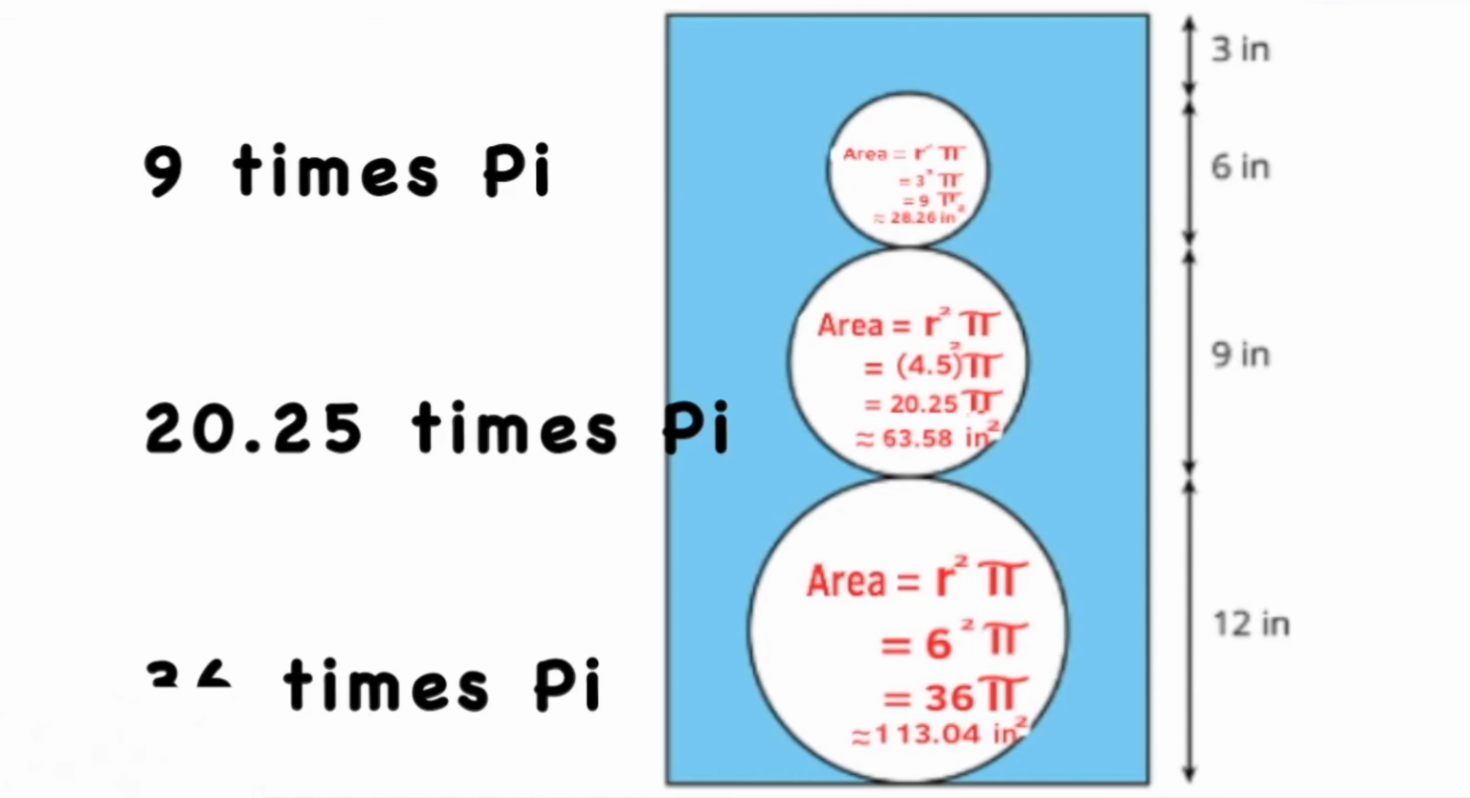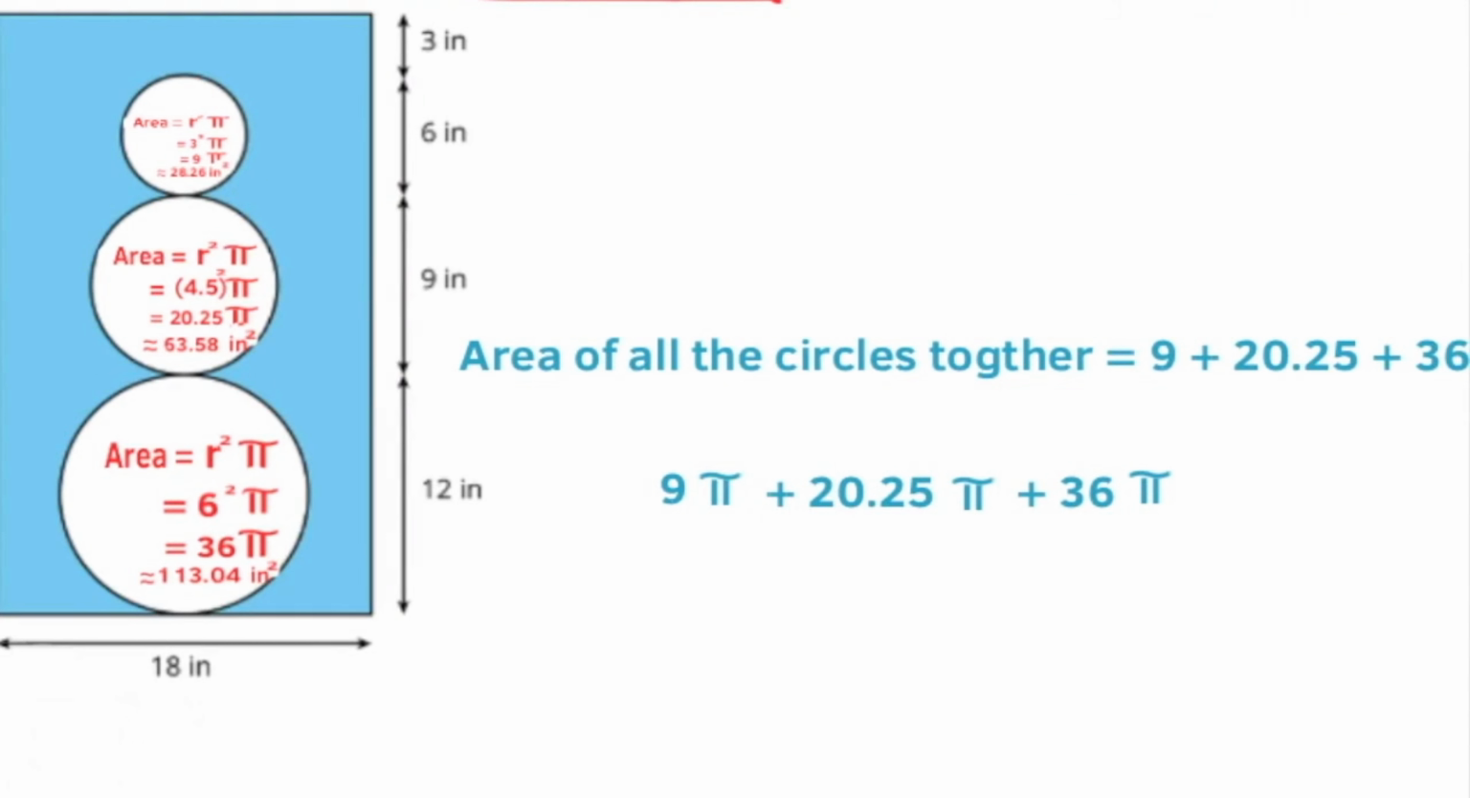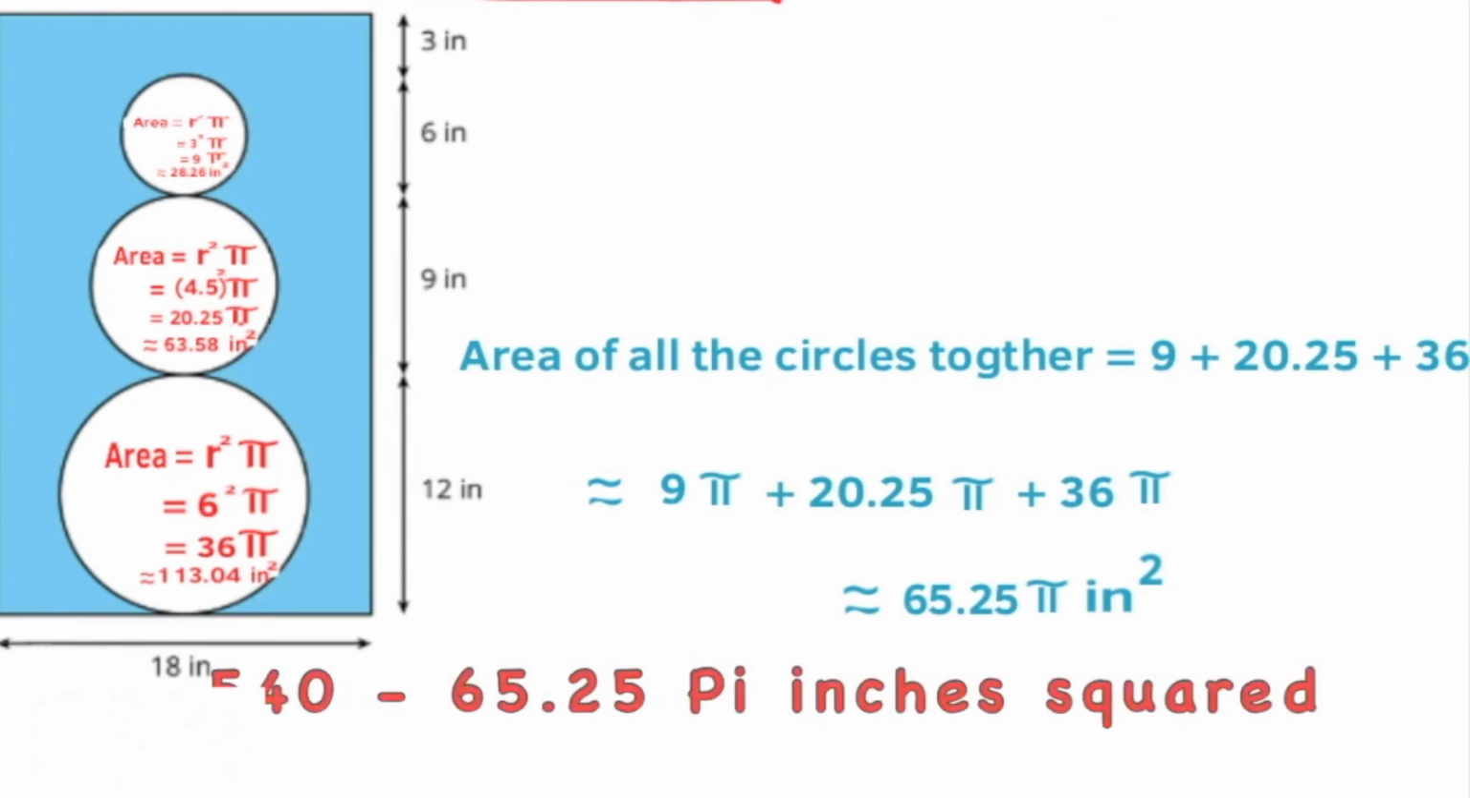In terms of pi, the area of the smallest circle is 9 times pi, the medium circle is 20.25 times pi, and the area for the larger circle is 36 times pi. Add them up and their total area is approximately 65.25 times pi, inches squared, since we're talking about area. This represents the total area of all 3 circles, and we need to subtract this from the area of the blue rectangle. In terms of pi, the area of the shaded region is 540 minus 65.25 pi inches squared.